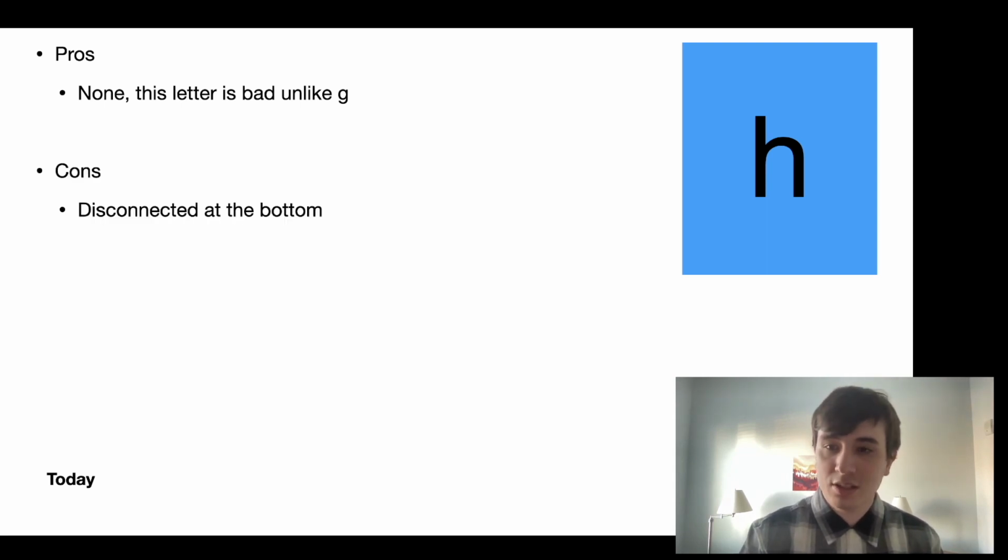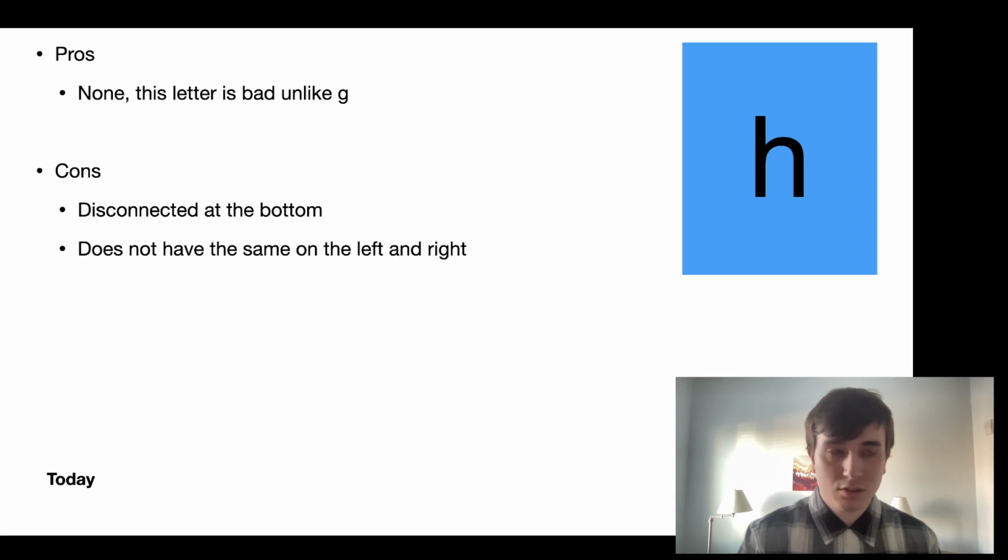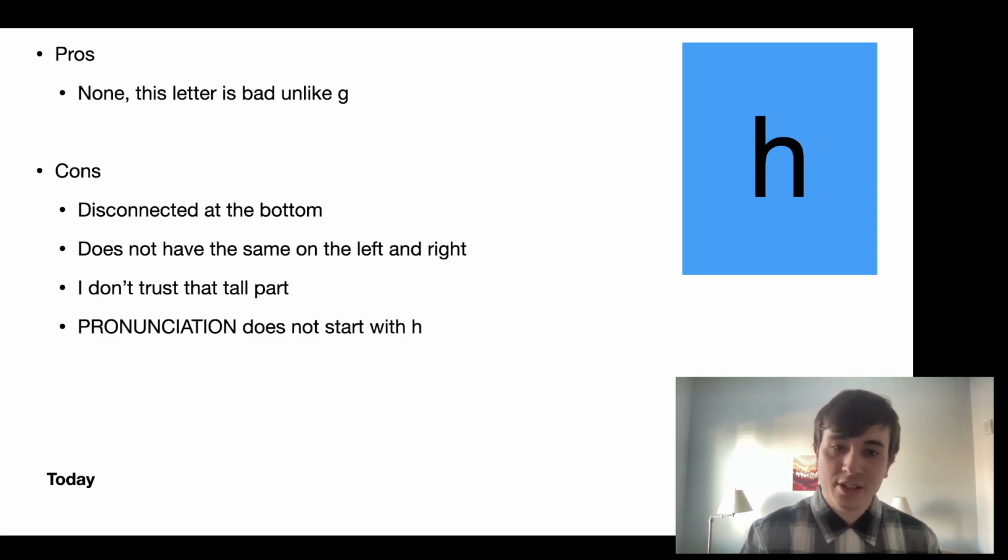Cons, disconnected at the bottom, obviously. We don't like that. Does not have the seam on the left and right. No good. I don't trust that tall part. It's just a little tall for me, and just tall letters is just tall. Pronunciation does not start with H, which is not true. It starts with like A, Ch. That's suspicious. N is way better.